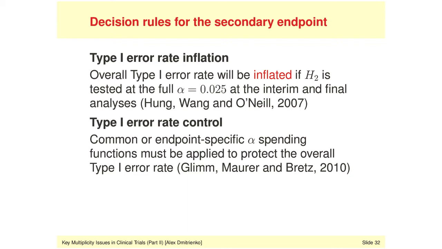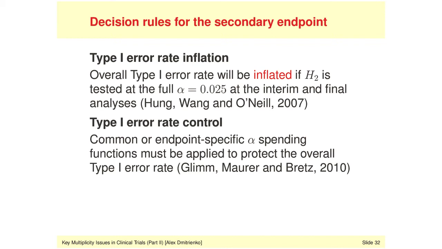And this possibility actually induces multiplicity, which is not accounted for if we simply test the hypothesis H2 at the full alpha level. The solution to this problem is to apply either a common alpha spending function or potentially an endpoint-specific alpha spending function to protect the type 1 error rate.